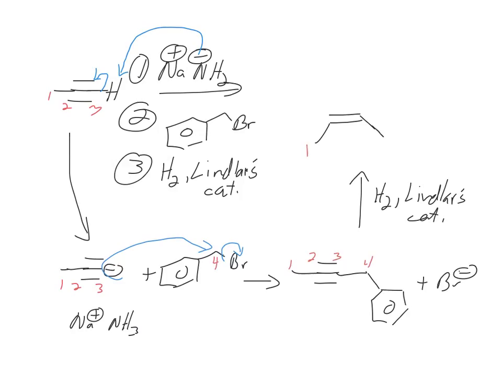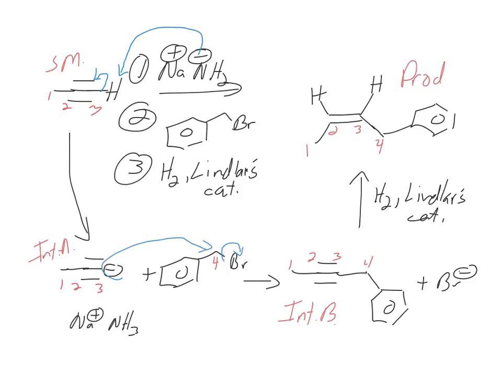Make sure I don't lose a carbon. 1, 2, 3, 4. We added 2 H's. And that's it. Alright, so let's label everything. Starting material. We'll call this intermediate A. We'll call this intermediate B. And we'll call this the final product. Okay, so everybody's got a label.